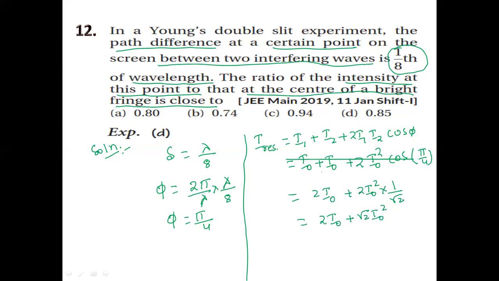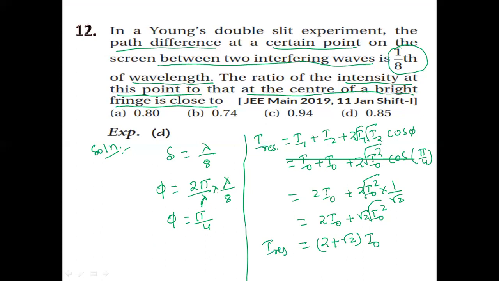I naught plus I naught plus 2 into, this is the formula, under root. So it will be 2 plus root 2 I naught. Fine.